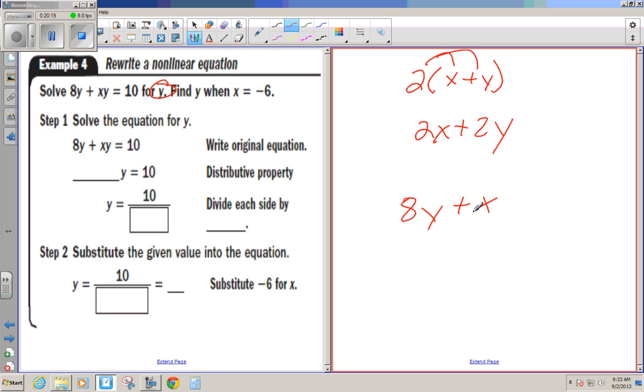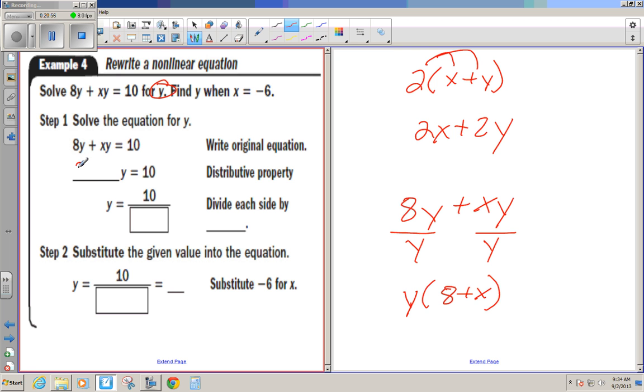8y plus xy. What can both of these be divided by? What do they have in common? They're both positive, sure, but y and y. You're basically going to divide by y, but really what you're doing is you're unmultiplying. So you take a y out from both terms in order to make it nice. So that's what we're going to do here. We're going to take out a y and be left with that. Then you're going to divide by 8 plus x.